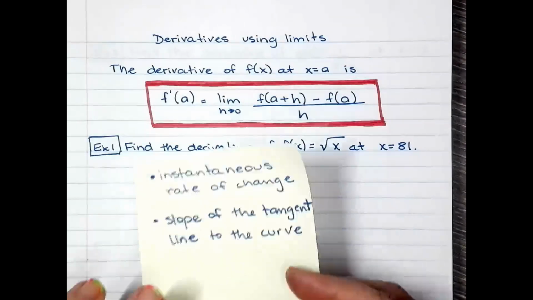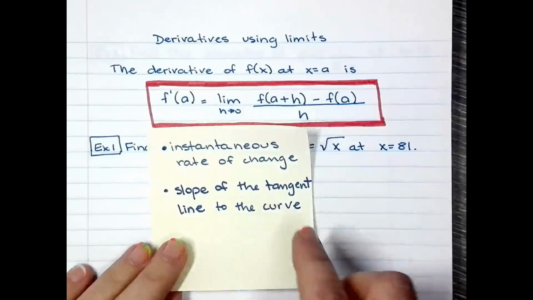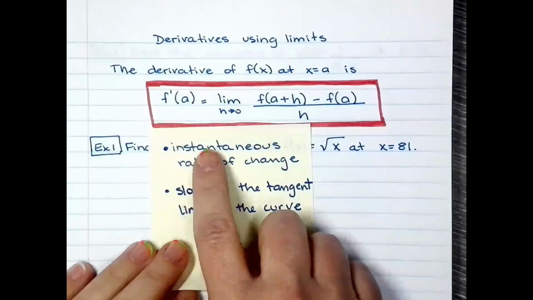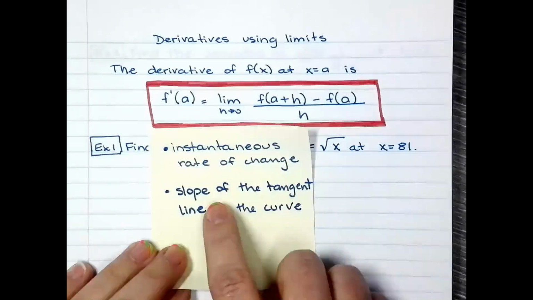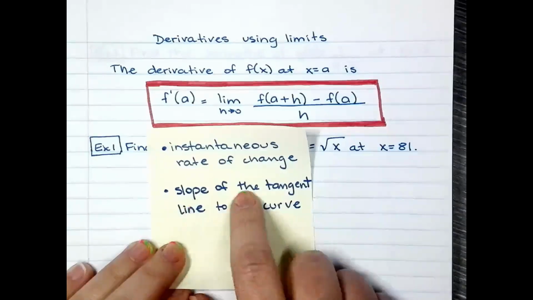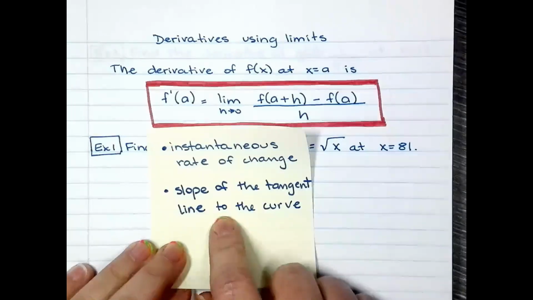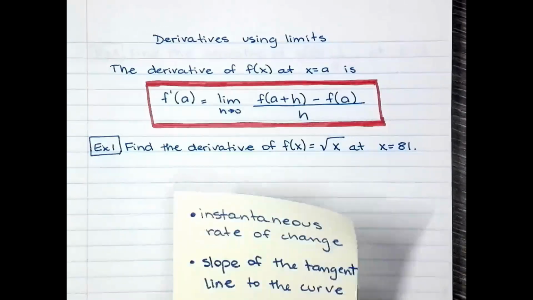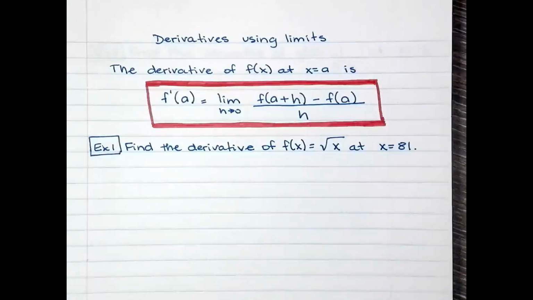So just a refresher here. Derivatives is we're still finding the instantaneous rate of change, and we're still finding the slope of the tangent, like we did before. Okay, let's get going.